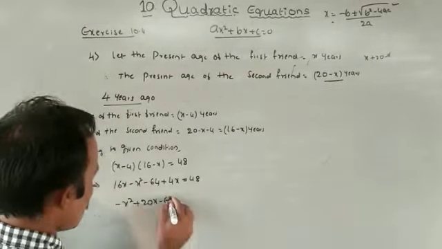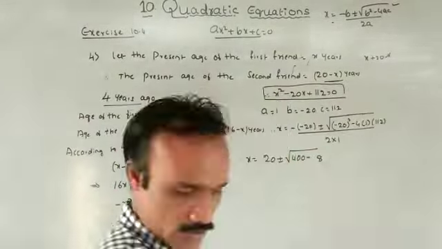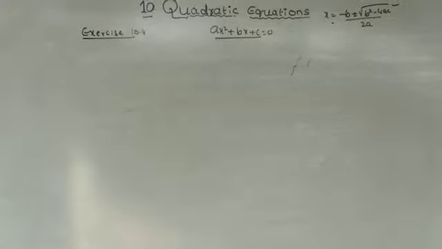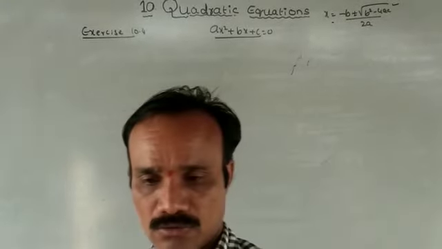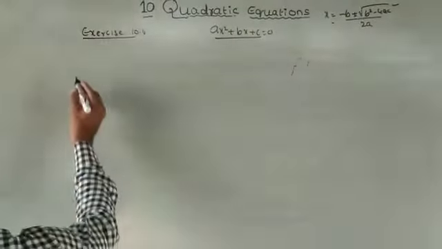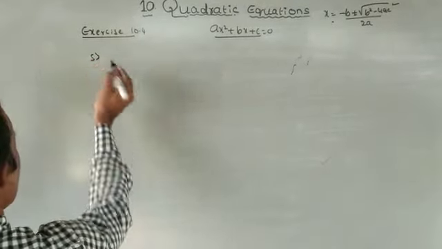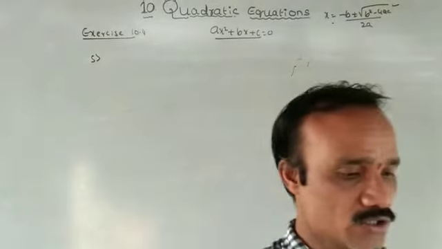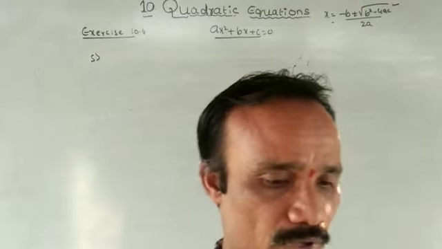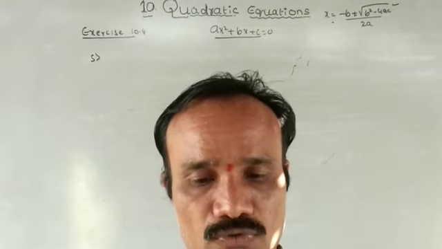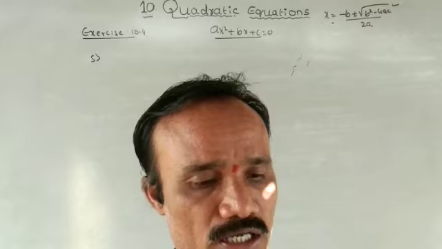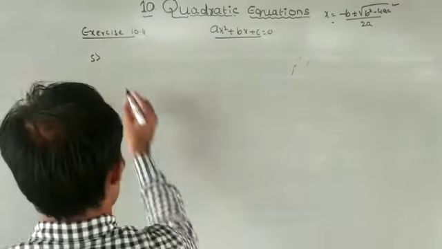Let us see the next question. Is the following situation possible? If so, determine their present ages. The question is, the sum of the ages of two friends is 20 years. 4 years ago, the product of their ages in years was 48. Find their present ages. That's question number 4.